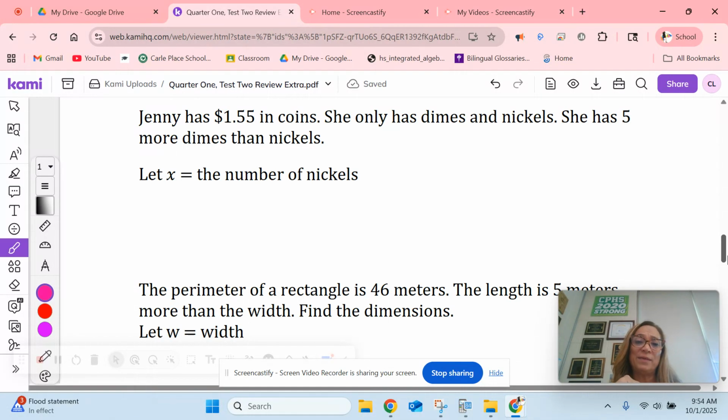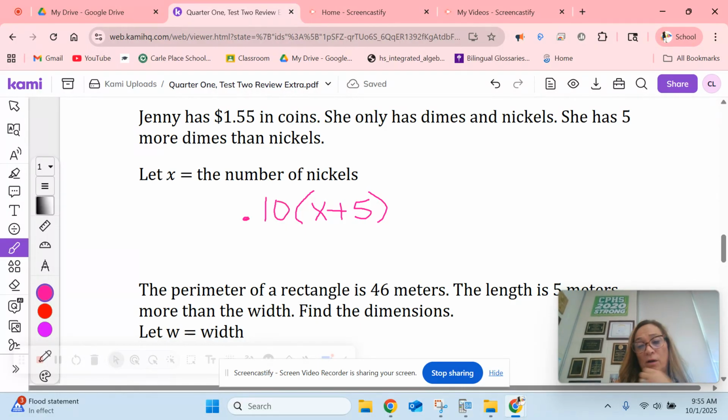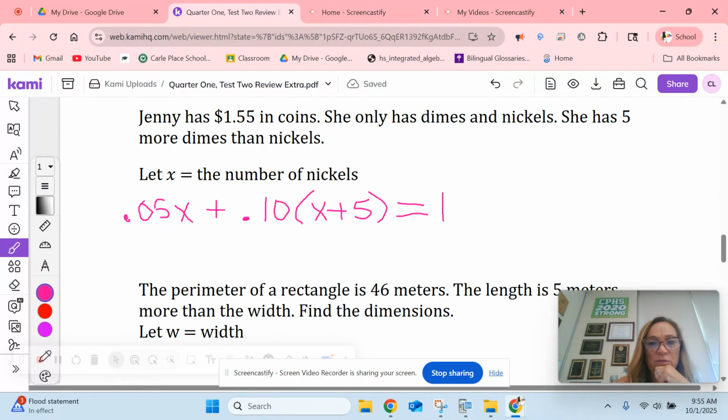She has 5 more dimes than nickels. So that means for dimes, I'm going to use x plus 5. 5 more means add 5. And since a dime is worth 10 cents, I'm going to put 0.10. You could put 0.1, but honestly, I would leave money to look like money. And then nickels is 0.05. Be careful, that zero is really important, otherwise it looks like 50 cents, and a nickel is not 50 cents. So then the x goes here, and it's equal to $1.55.